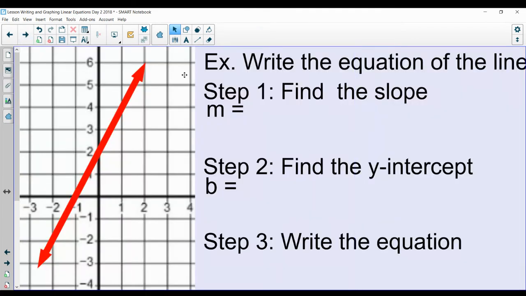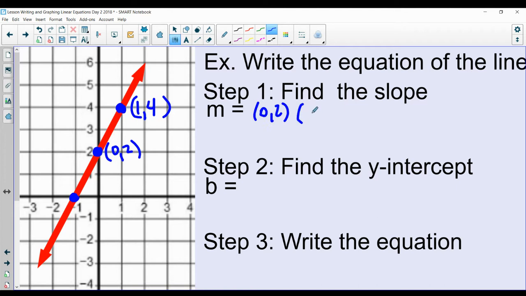Okay, so we have this graph right here. We got step 1, find the slope. So I'm going to find any 2 points. Points is where it crosses these lines pretty good. So I could use this point right here, this point right here, or this point right here. I'm going to use these 2 points. So this point, if I start here, is right 1, up 4. So that's (1, 4). And this point right here is left to right 0 and then up 2, so that's the point (0, 2). So I'm going to use those 2 points.